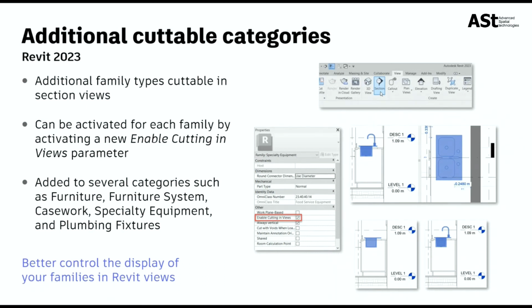Simply select an object belonging to one of these categories, click the Edit Family button, and ensure the Enable Cutting in Views parameter is checked in the Properties palette. Save the modified family and exit the family editor, then return to your Revit project. Now when moving a section line, you will see that that family is cut automatically.